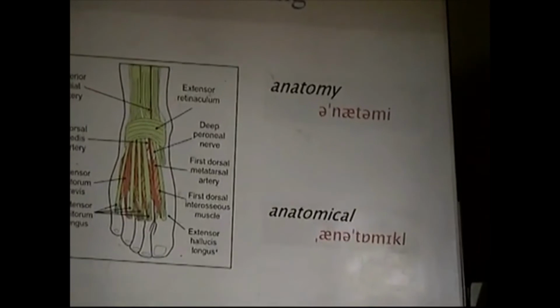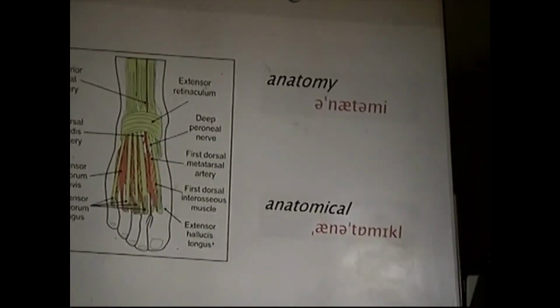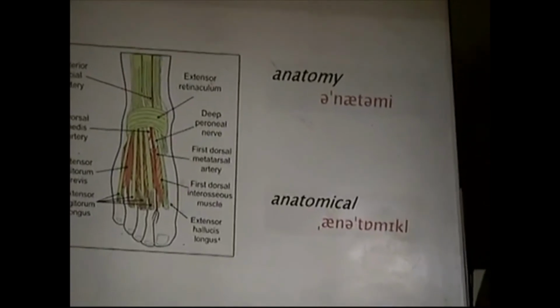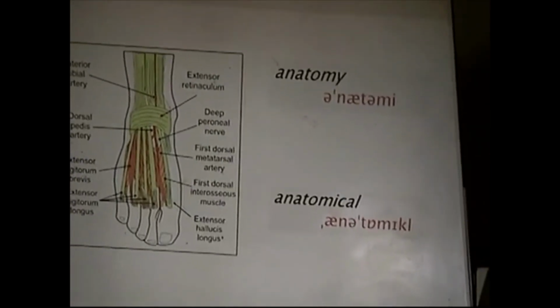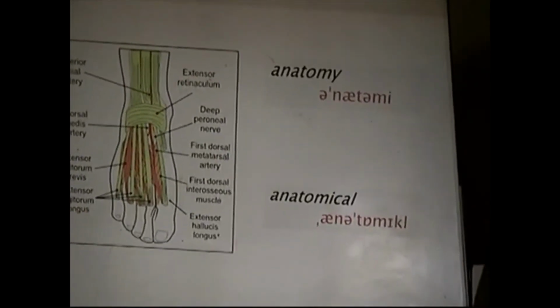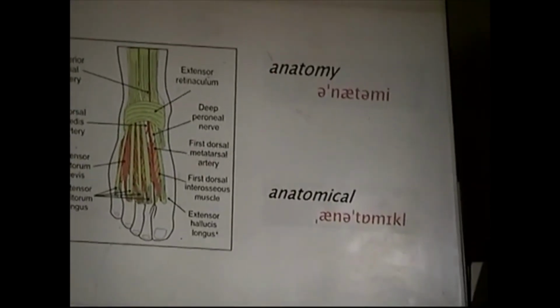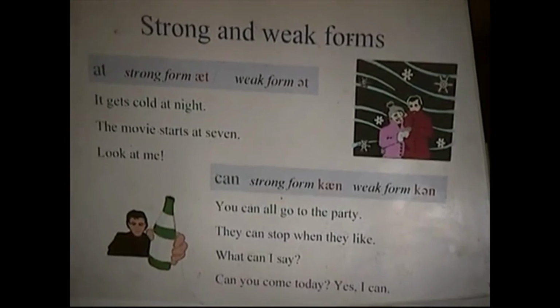Therefore, we have to have a strong first syllable. And we have this alternation of strong and weak. Anatomical. And therefore, we have a strong vowel, and by most analyses, a secondary stress on the first syllable.